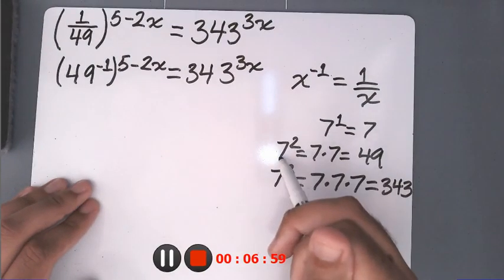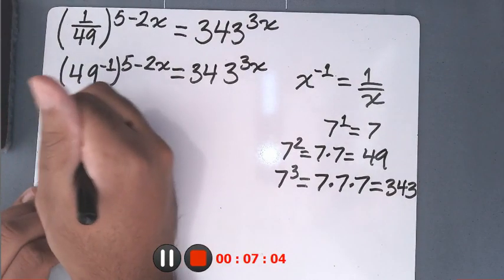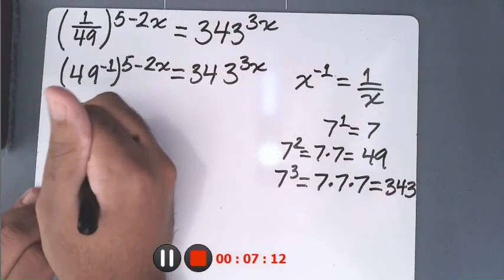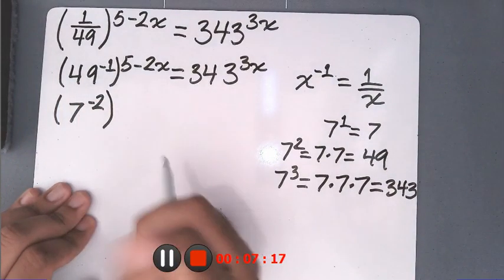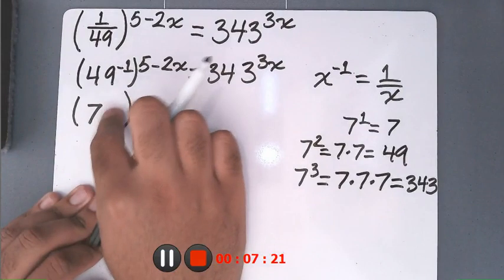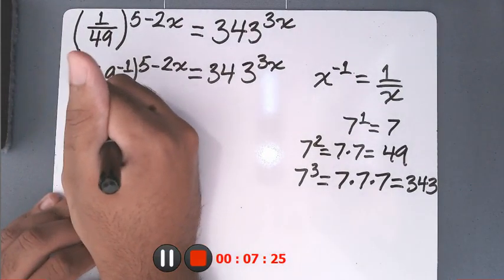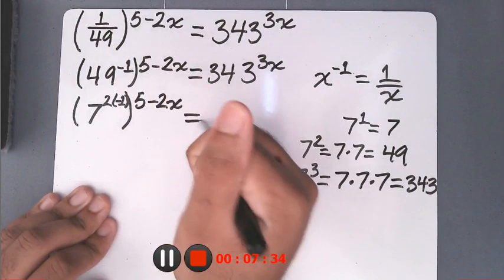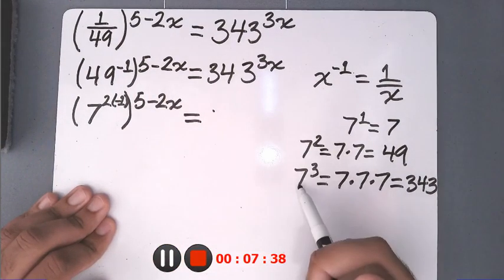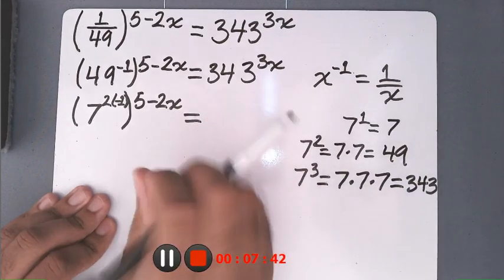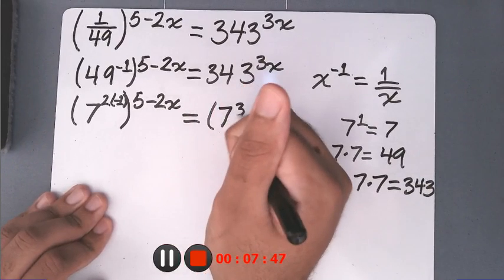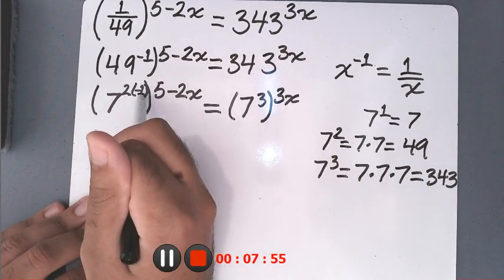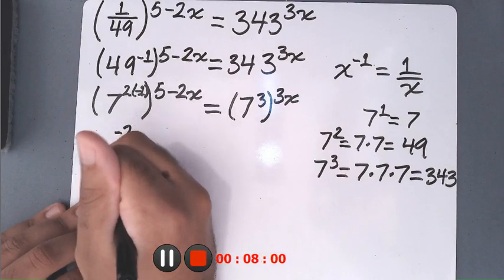So here, since 7 squared is 49, we can replace 49 with 7 squared. And when you sub in that power, you'll have 2 times negative 1, which is negative 2 up top. I could have actually shown that separately if you like, as 2 times negative 1 while keeping 5 minus 2x on the outside. And here, since 7 cubed is 343, we can replace that with 7 cubed. Okay, so now since 2 times negative 1 is negative 2, we can show that as just a negative 2.